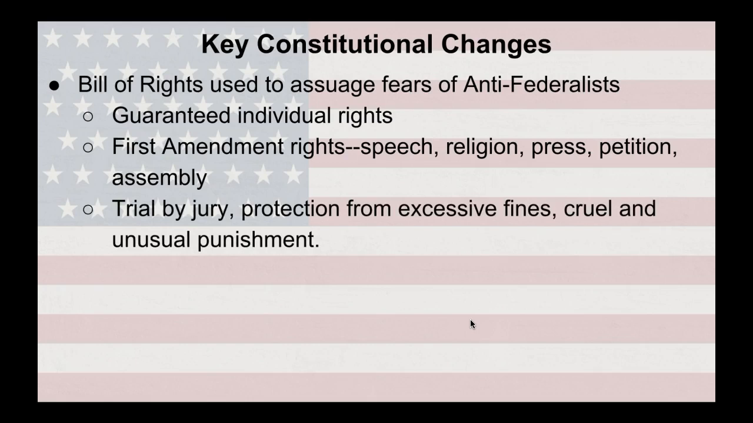There's also a bunch of stuff in the Bill of Rights, and we're going to look at those a little bit more later on, but they deal with trial by jury, protection from excessive fines, protects us from cruel and unusual punishment. And again, when we talk about civil liberties and civil rights, we're going to cover this more in depth. So just know that the Bill of Rights is going to protect us and going to give us certain things to protect us from an oppressive government.